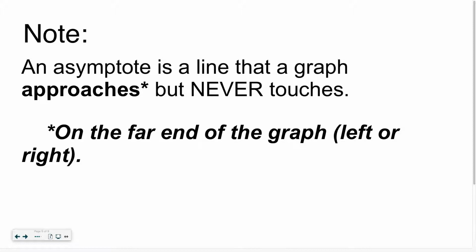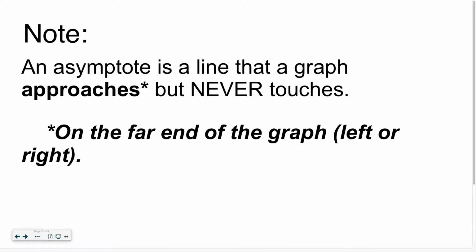Now, I do have approaches in gold with a little asterisk there. And what I mean by that is the place where you're actually approaching the asymptote, it's always true for exponential functions that we're never going to cross it. We're going to get really, really close. I call it hugging the asymptote. We're never going to cross it. It's always going to be true for all exponential functions.